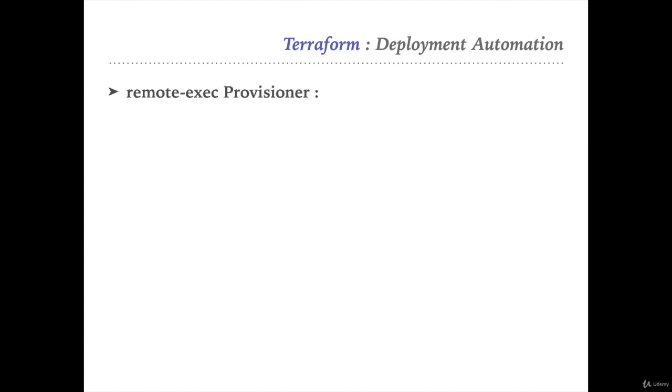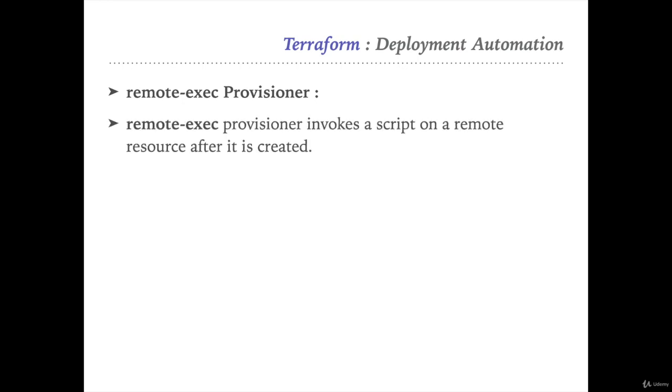Now let's discuss the remote exec provisioner. The remote exec provisioner invokes a script on a remote resource after it's created. So remote exec can be used to execute any kind of script or any set of scripts on the remote machine which it is creating, on the resource which it is creating. But local exec can be used to read the resource's local data. Over here, with the help of the remote exec, we are not reading the resource's local data, we are executing something on the remote machine.